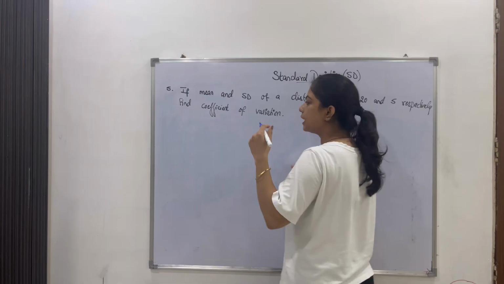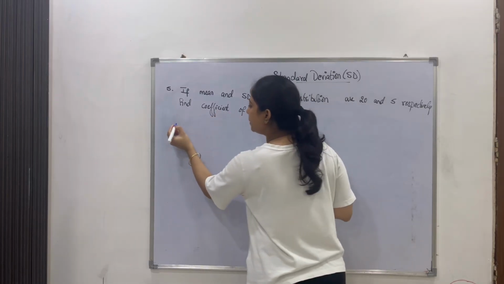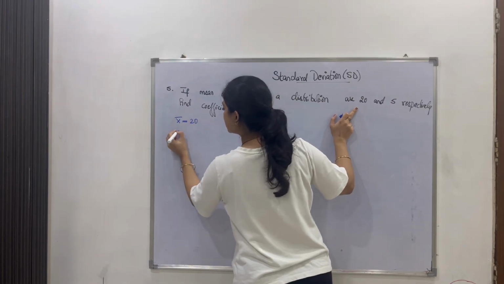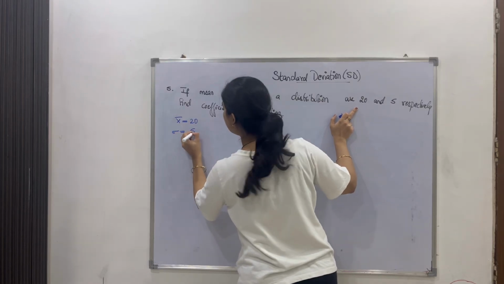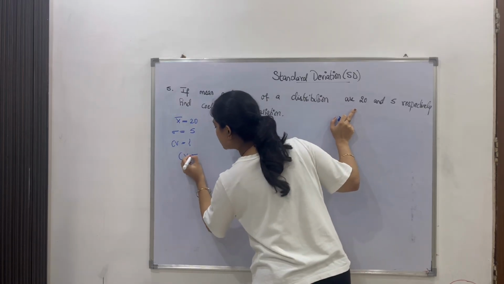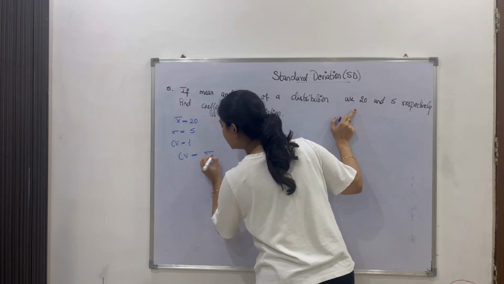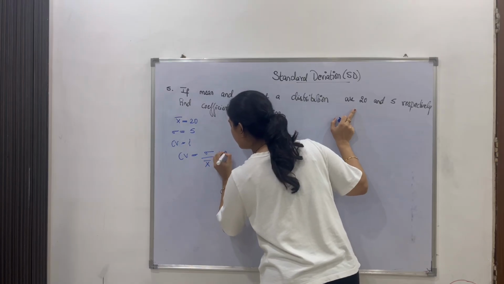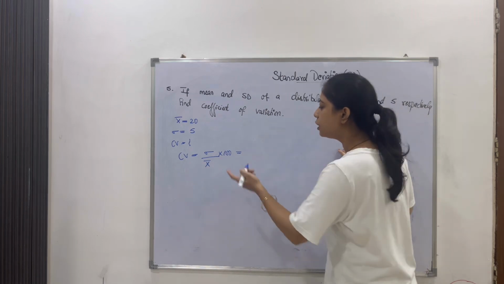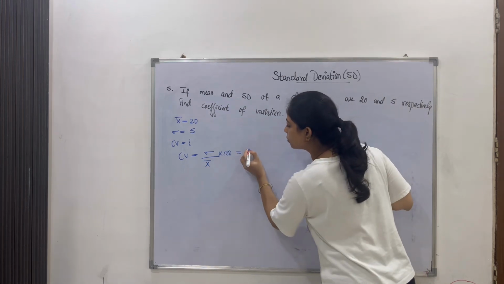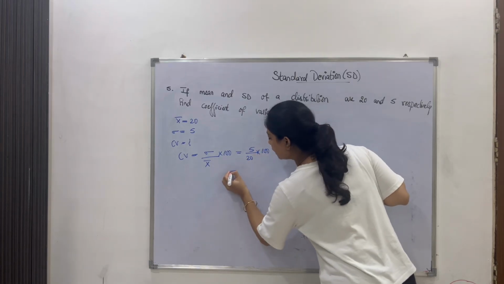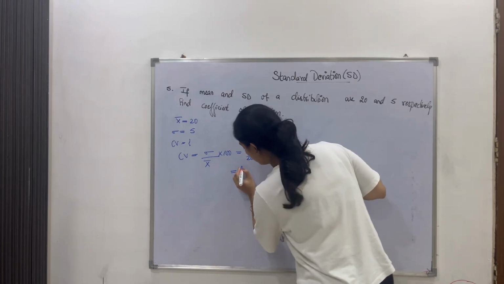So in this, let us write out what is given. Mean x bar is equal to 20, standard deviation is equal to 5, and CV is asked to find out. So the formula for CV is nothing but standard deviation by mean into 100. So this is the relative part of standard deviation. So we have written down the formula. Let's substitute it. 5 divided by 20 into 100, and the value of this is 25%.